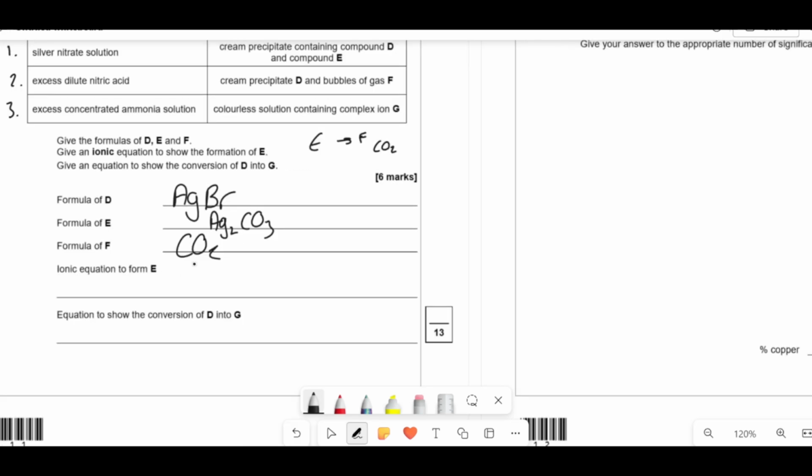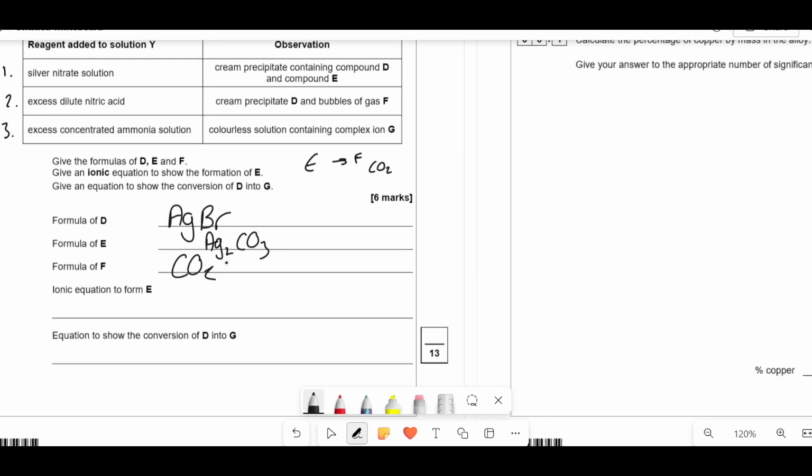So we know that this is the ionic equation to form E, which we know is now Ag2CO3. Well, it's ionic, so we're going to look at what's changed. So we know that we have Ag+, and we're adding something to it, and we're making the compound E. So it's eventually making Ag2CO3, and that's the solid. So the only other ion that can go here has got to be CO3 2-, which means it's got to be 2 Ag+ here.